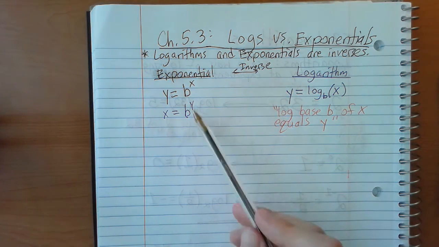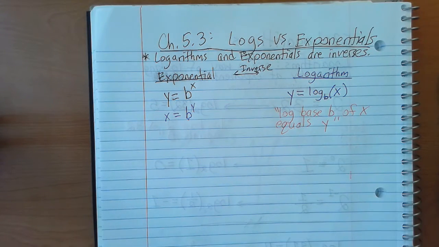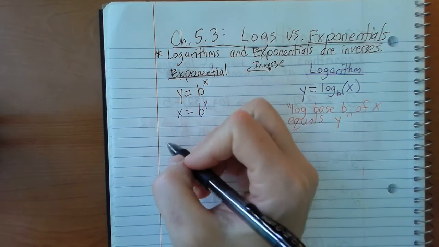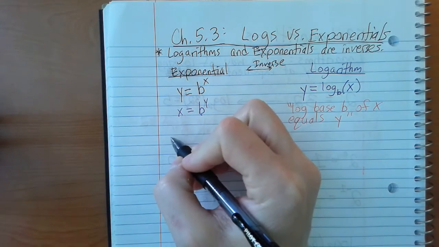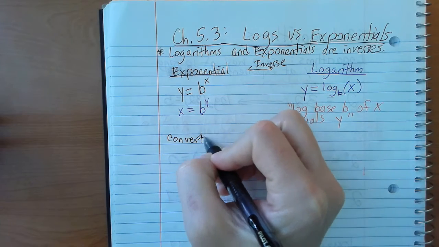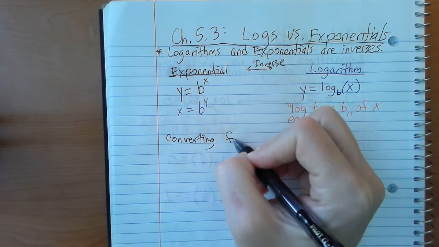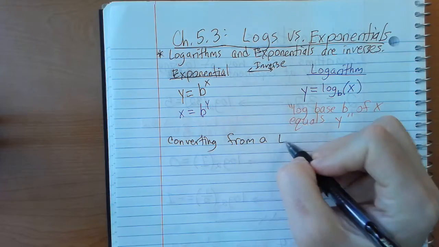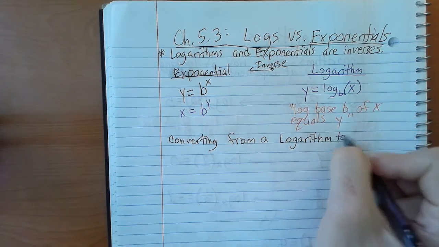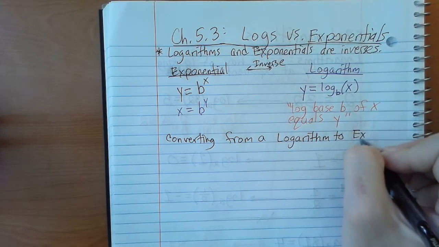So if I were to graph this equation and this equation, you could tell very obviously in the picture that they were inverses, but we're going to come back to graphing at a later date. So as far as converting them back and forth from each other, let's look at some examples. So the main topic here is converting from a logarithm to exponential.